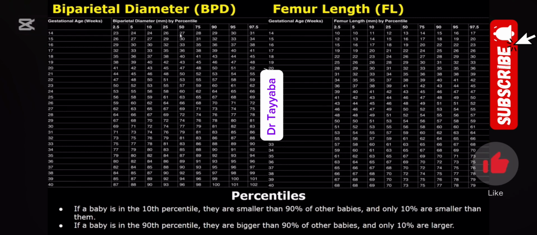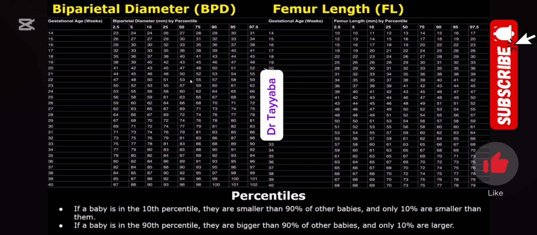These are tables showing fetal biparietal diameter and femur length. If a measurement of BPD, for example, is 53 mm in a fetus of 22 weeks gestation, then according to this table, it is in the 50th percentile. It means that the measurement is right in the middle. It is bigger than 50% of babies but smaller than the other 50%.